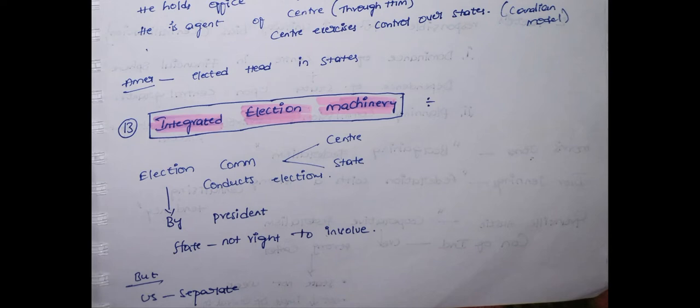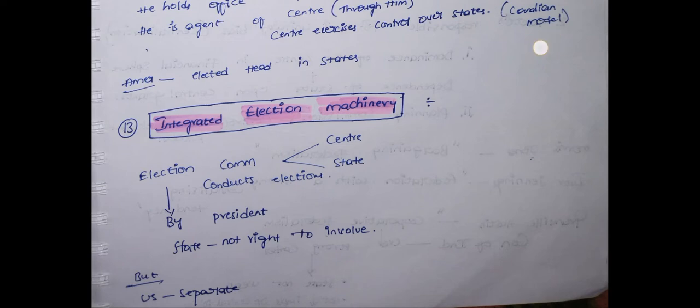Integrated election machinery. The election commission conducts the elections at the center and state levels also. But the appointment and removal of the election commissioner is by the president only, so the states are not involved in this matter. But in the USA, there are separate elections for the center and states by separate election commissions.